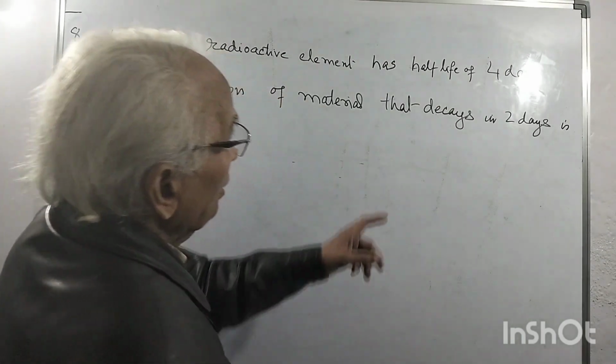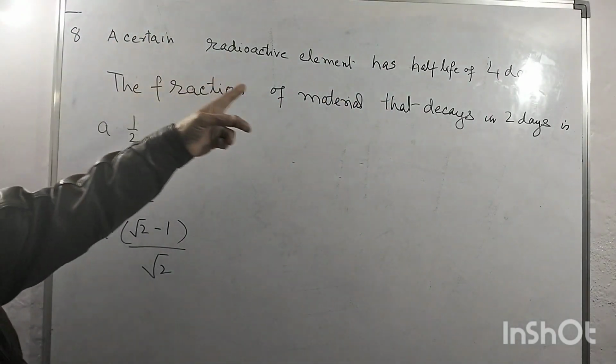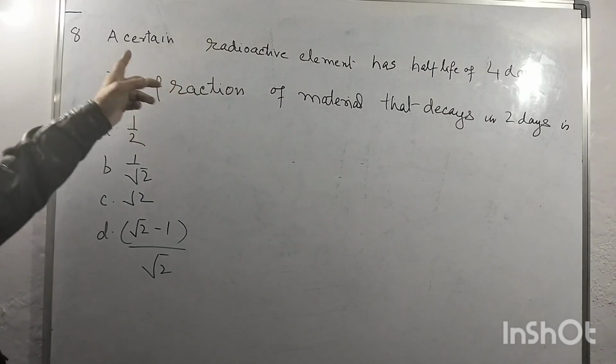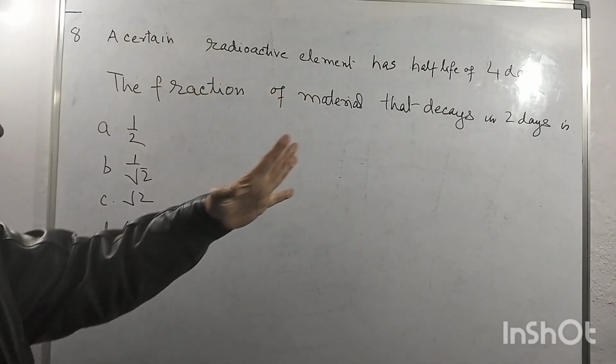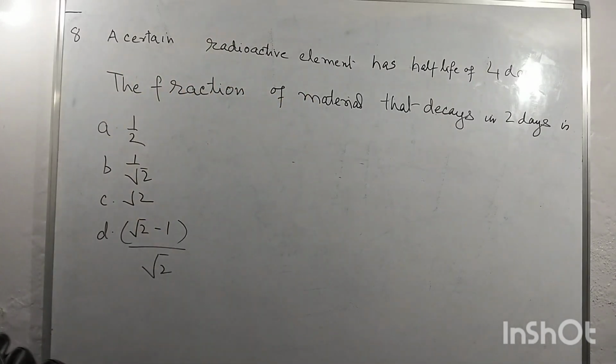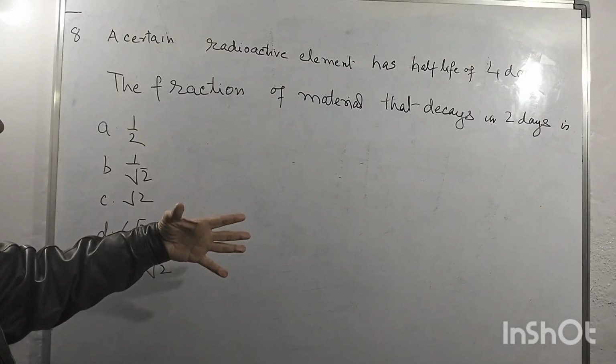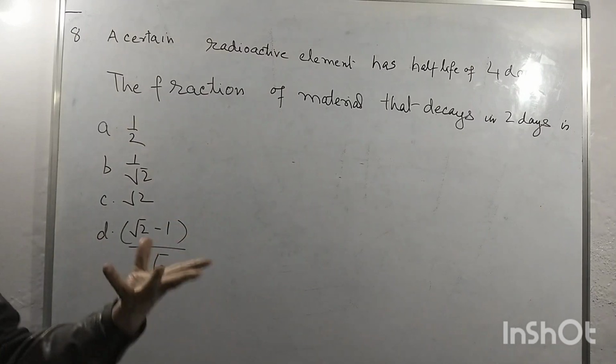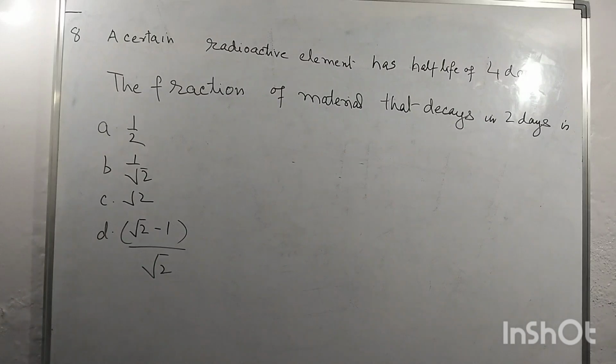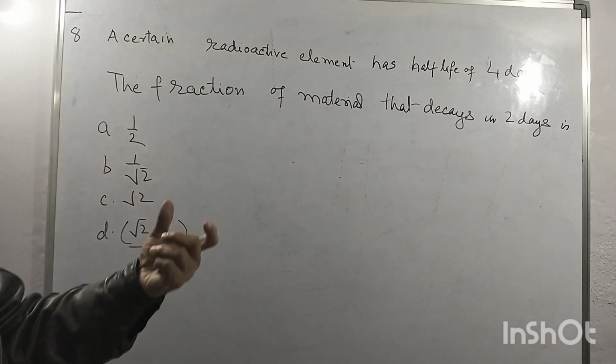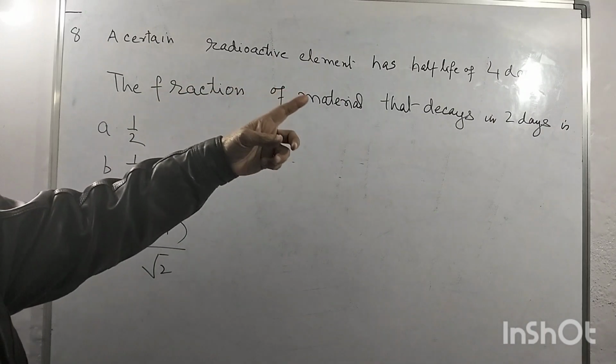You have to solve. The half-life of a certain element is 4 days, so in 4 days it becomes half. The fraction of material that decays in 2 days, how much will it decay? It decays fast when the activity is large. It is exponential. When the activity remains small, the decay is small. So what is the correct answer? How much in 2 days? Half-life is given as 4 days.